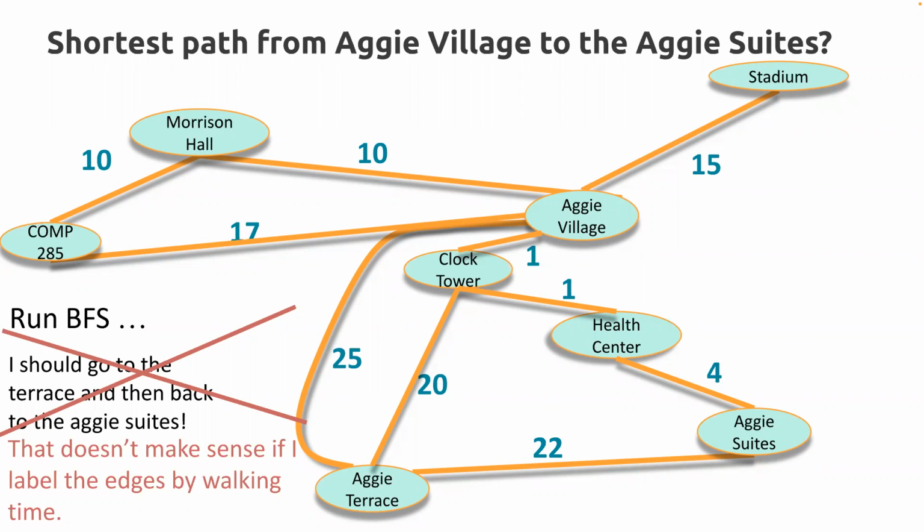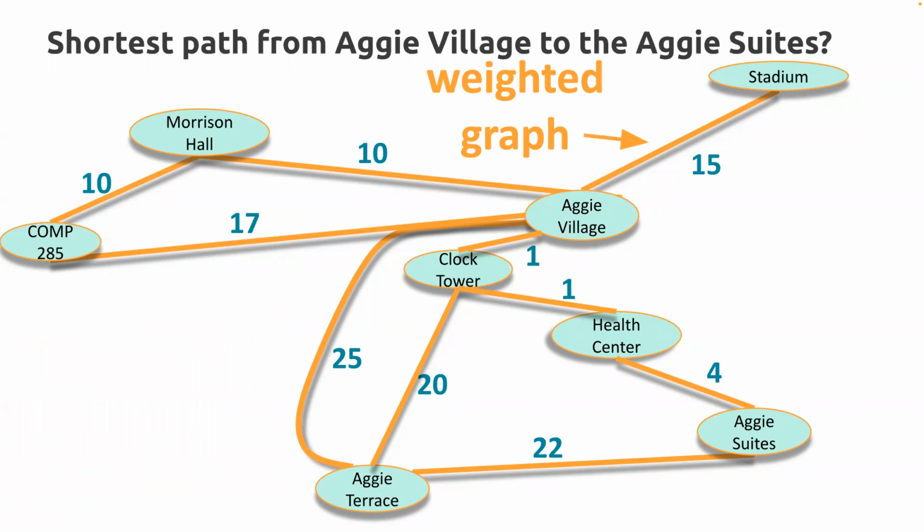Where do I go? Yeah, Vincent? Clock Tower, and then Health Center, and then Aggie Suites. And how long does that take me? 6 minutes, okay? Now, BFS doesn't work with weights. But now you guys have been introduced to what we call a weighted graph. A weighted graph is just a graph where each edge is associated with a weight.